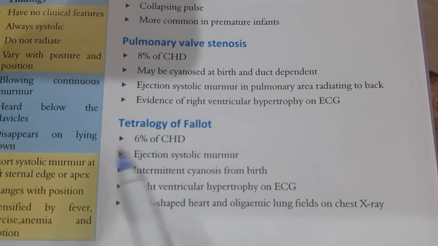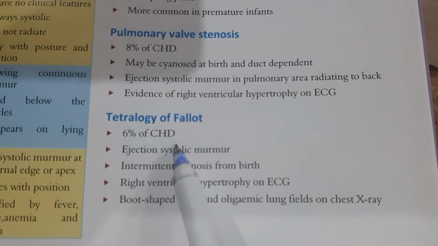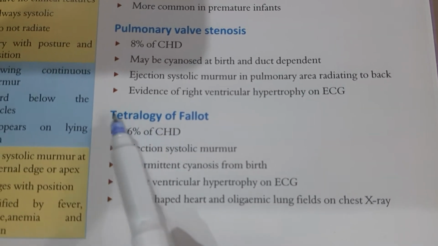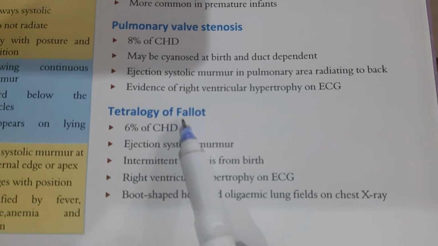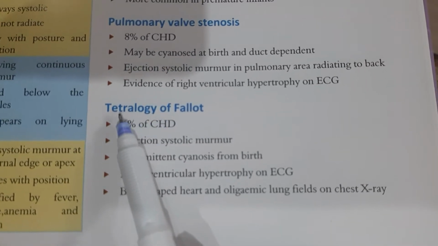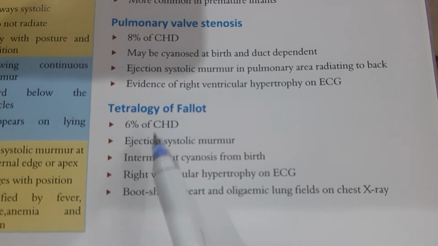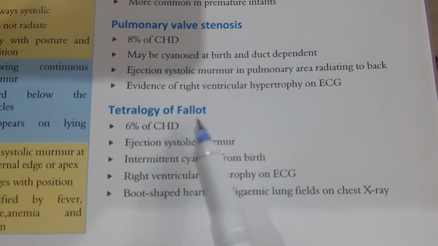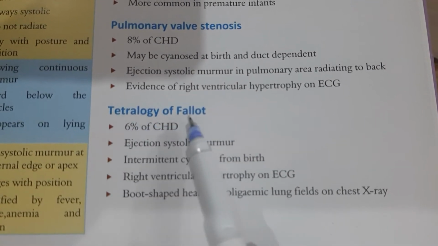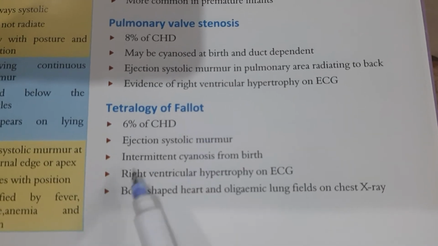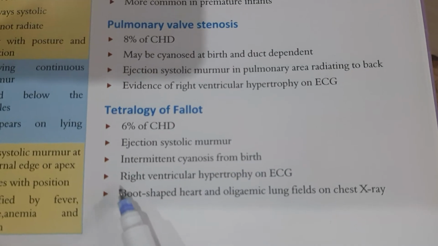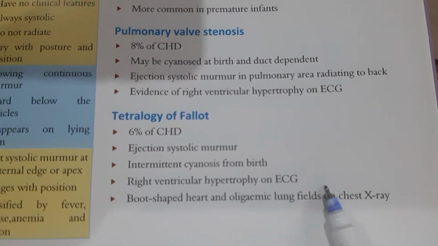Tetralogy of Fallot constitutes 6% of the congenital heart diseases, but from the exam point of view, it is the most common form of congenital heart disease, which comes frequently in the examination. There is an ejection systolic murmur associated with the tetralogy of Fallot, also called TOF. There is intermittent cyanosis from birth. There is right ventricular hypertrophy on the ECG.